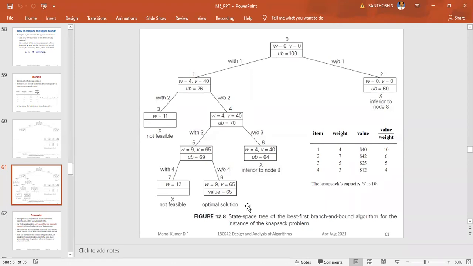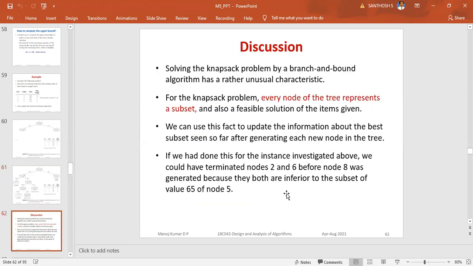Because what are all the things we have taken? 1 you have taken, 2 you have not taken, but you have taken 3, and 4 is not feasible. So 1 and 3 are feasible, and 2 and 4 you removed. 4 plus 5 is 9, so 9 is the optimal solution. That's why you have written W is equal to 9, V is equal to 40 plus 25 is equal to 65. This is the optimal solution we found for the branch and bound.